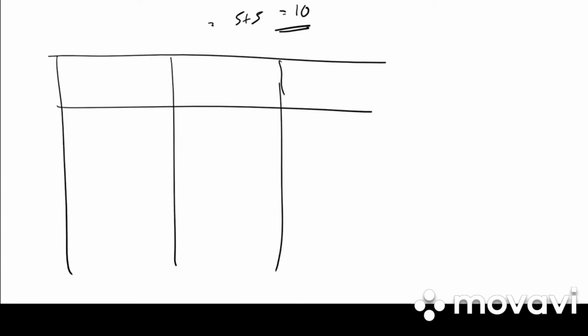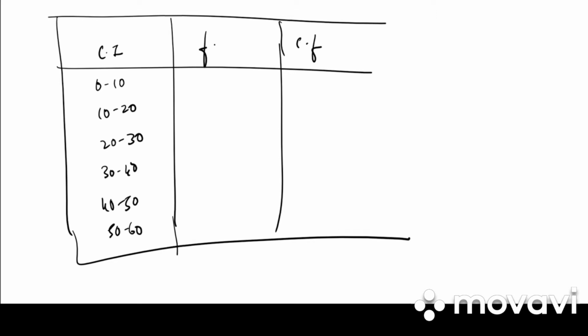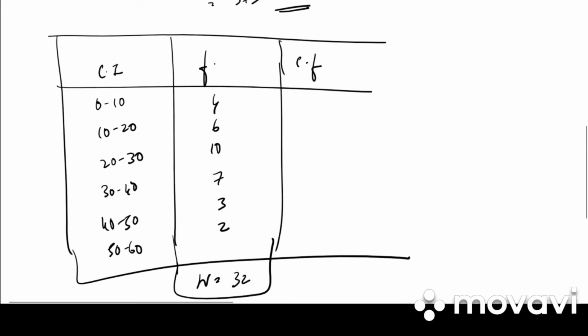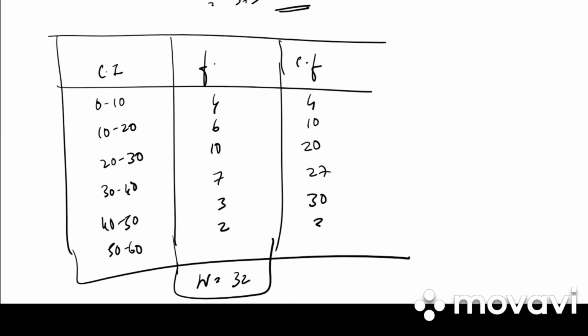So we have first column class interval, then we have frequency, and then we have cumulative frequency. Zero to 10, 10 to 20, 20 to 30, 30 to 40, 40 to 50, 50 to 60. Frequencies 4, 6, 10, 7, 3, 2. So n is equal to 32. Cumulative frequency 4, 10, 20, 27, 30, 32.